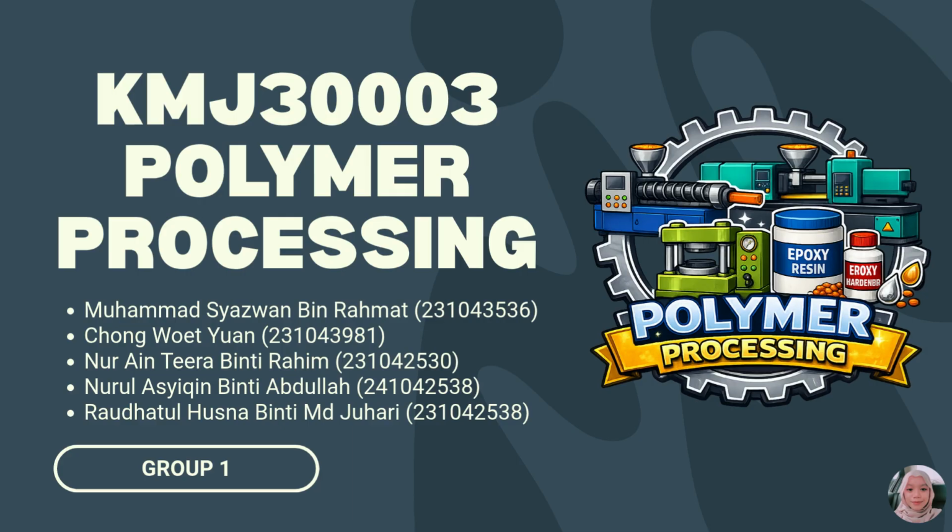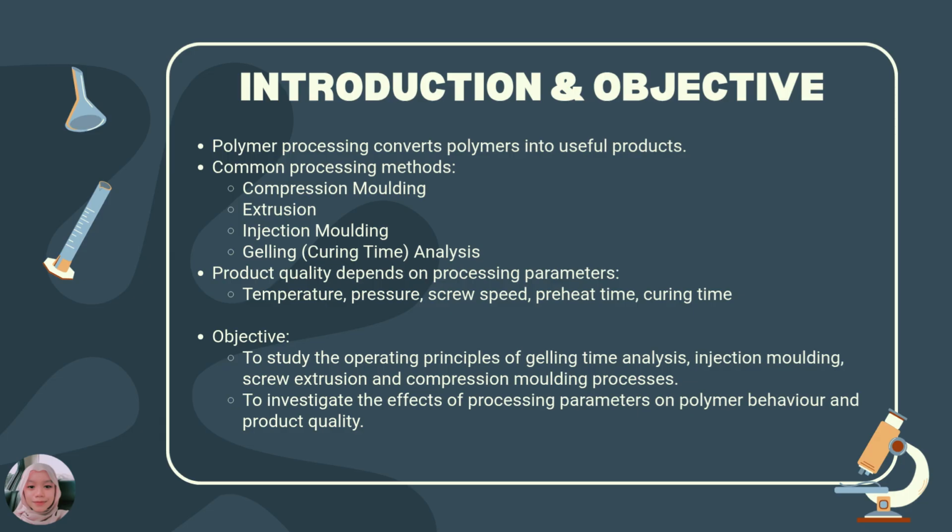Our presentation will cover the introduction, objective, experimental result for every processing method we did. Now, I will begin with the introduction and objective before continuing with the experimental result. Polymer processing is a process to convert polymer material into useful product with desired shape and properties. In this experiment, we study four processes, which is compression molding, screw extrusion, injection molding, and gelling analysis. From this, we can see how different processing parameters affect the product quality.